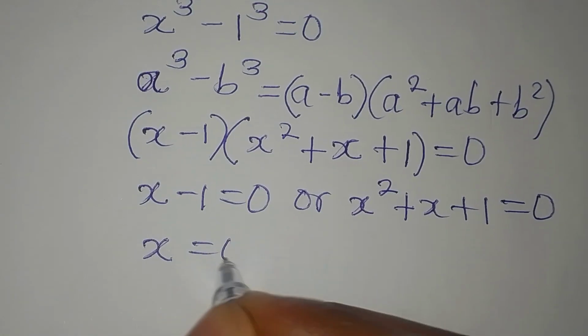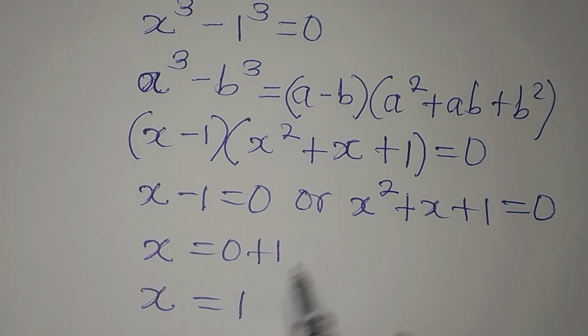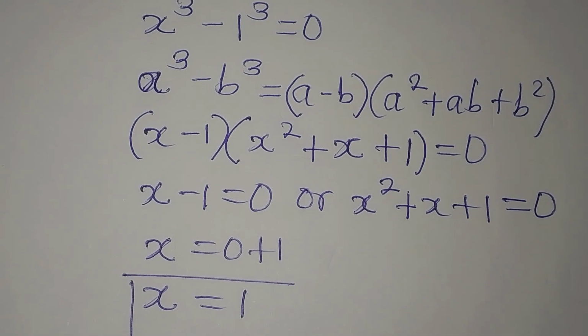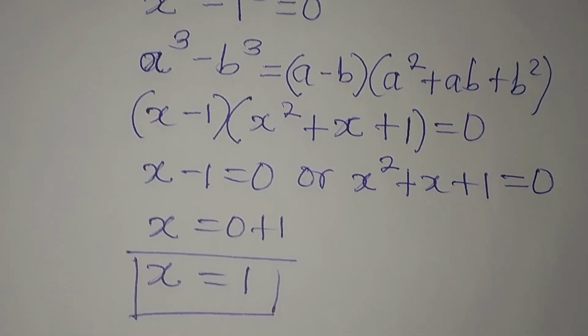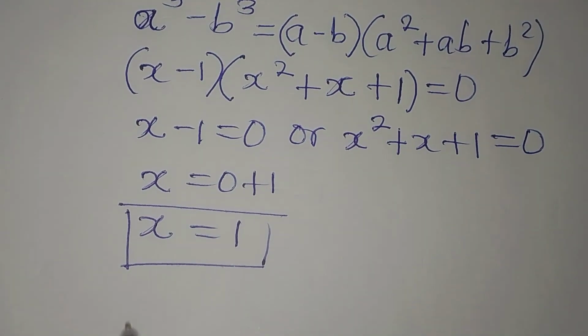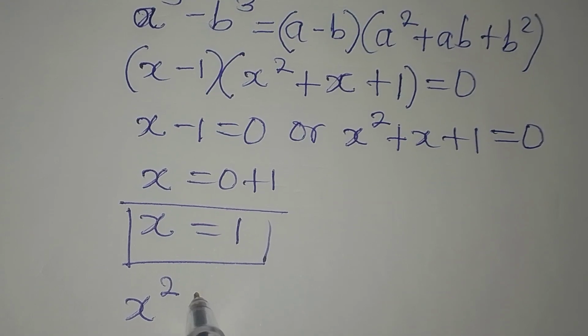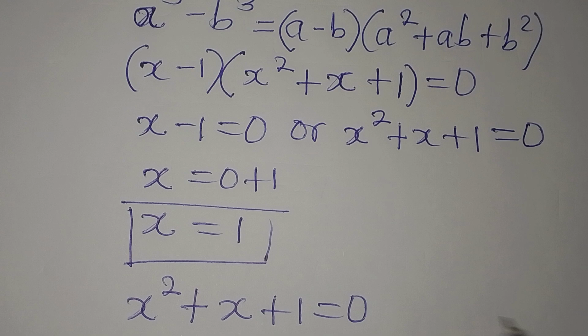Now x is equal to 0 plus 1, and our x is just equal to 1. This is our first solution, and it's the only real solution, right? But since the question says we should solve completely, let's look at this quadratic equation. X squared plus x plus 1 equals 0.